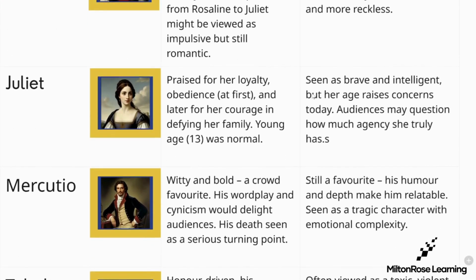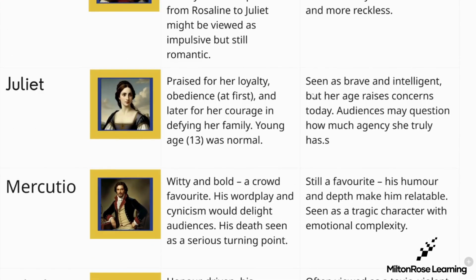Next one is Mercutio. You can see that one. So on the left, Elizabethans would see him as witty and bold. He's a crowd favourite. Everyone loves Mercutio. His wordplay and cynicism delight the audience. He's in the Elizabethan era, and his death was seen as a serious turning point.